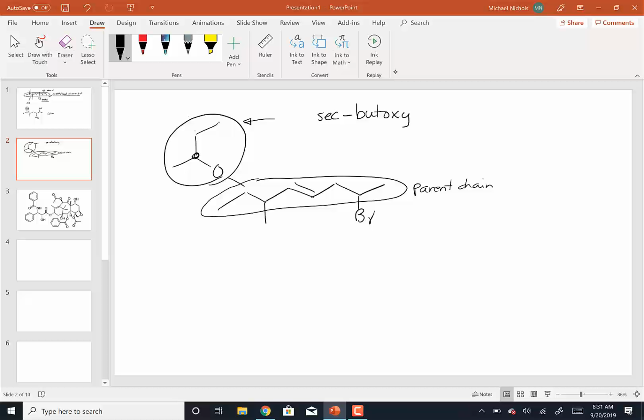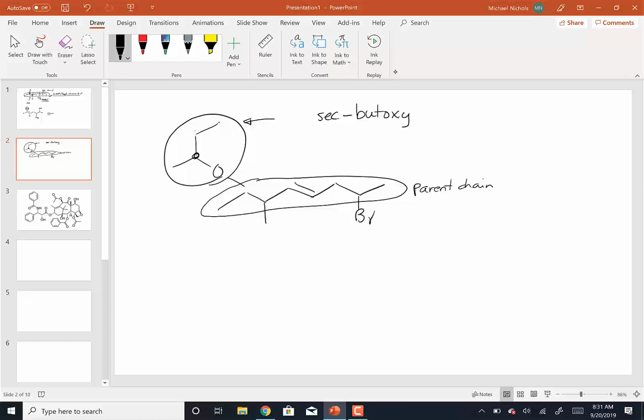Okay. So when we're naming ethers, the first step is choose who's the parent chain and who's the substituent. And that's based on the total number of carbons. The smaller number of carbons instantly becomes the substituent.